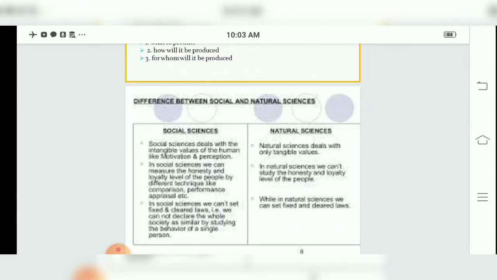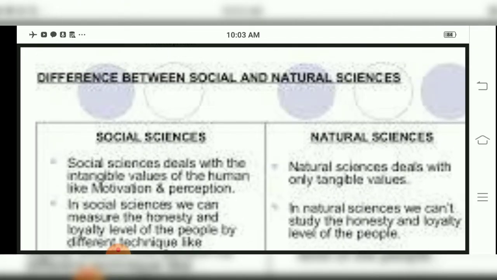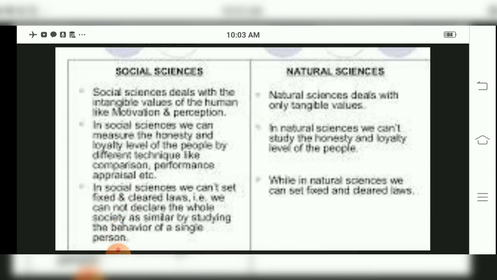Now we'll come to the second point of the chapter, that is, what is social science and natural science, children. What is the difference between social science and natural science? Social science means what? It deals with all the intangible values. Now you know the meaning of tangible and intangible. Tangible means we can touch and see. Intangible means we cannot touch or see it.